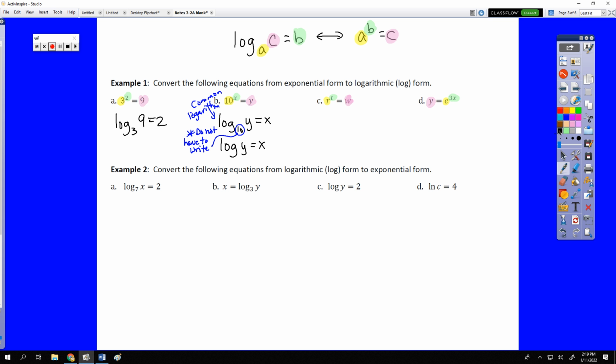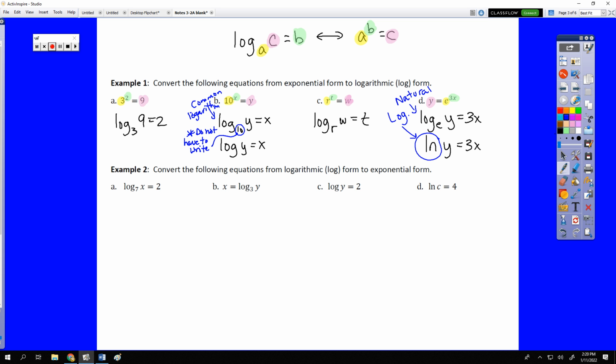All right, on to the next one. That would be log with a base of r of w equals t. And then this last one would be log base e of y equals 3x. Well, just like the common logarithm, a log base e is known as a natural logarithm because the base is the natural number e. So this is known as a natural logarithm, which is ln.